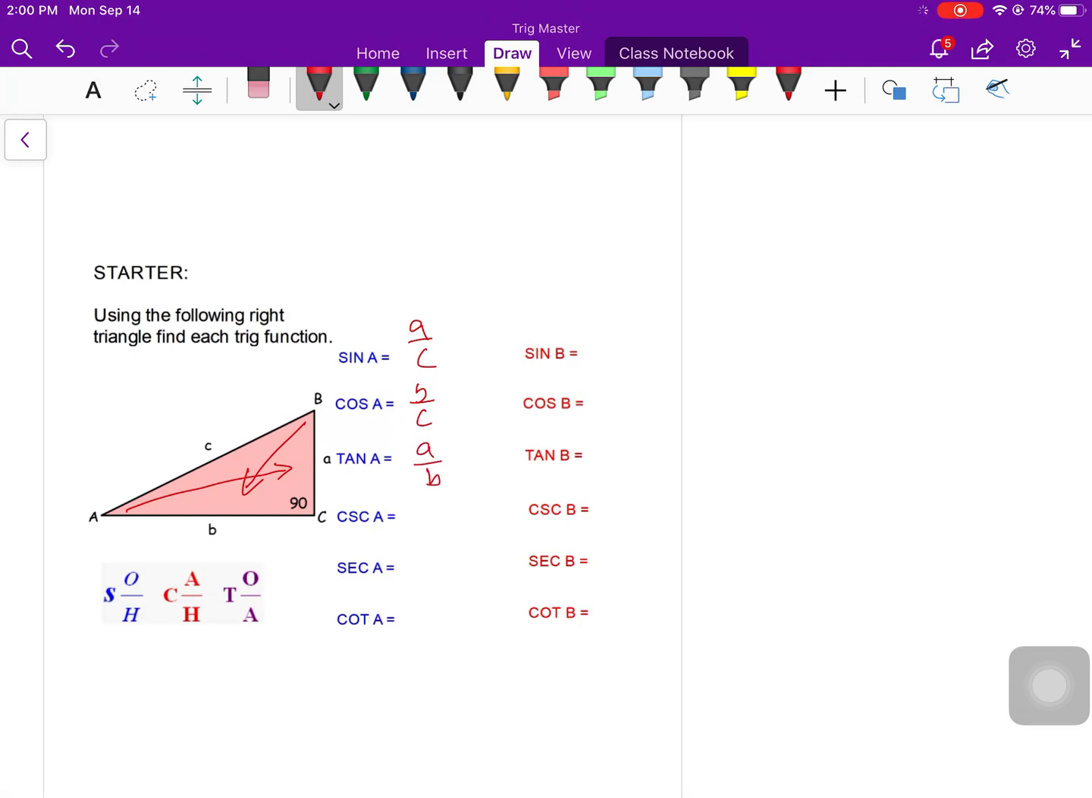Now we take the reciprocal of those to find the remaining ones in blue. So cosecant is going to be c over a, secant is c over b, and cotangent is b over a. Now I should have done these in other colors, but oh well. Sine B is going to be little b over c, cosine B is little a over c, tangent of B is b over a. Again, now we just take the reciprocal to get c over b, c over a, and a over b.